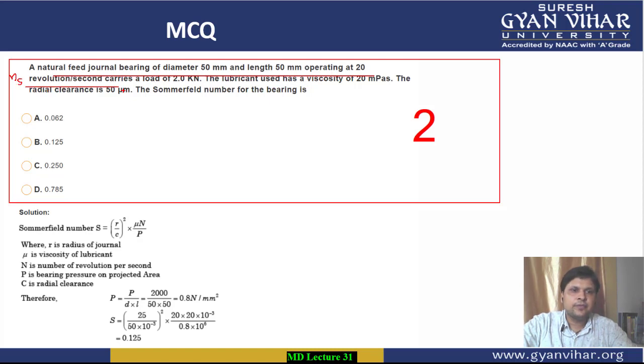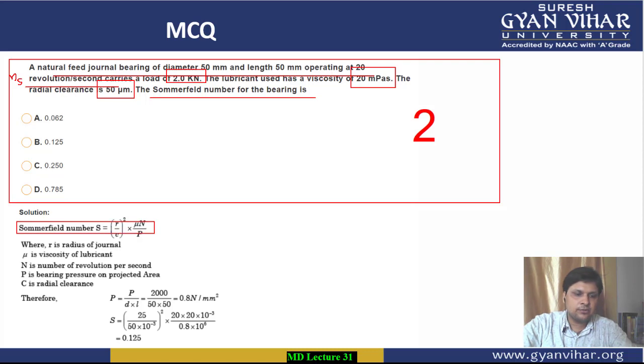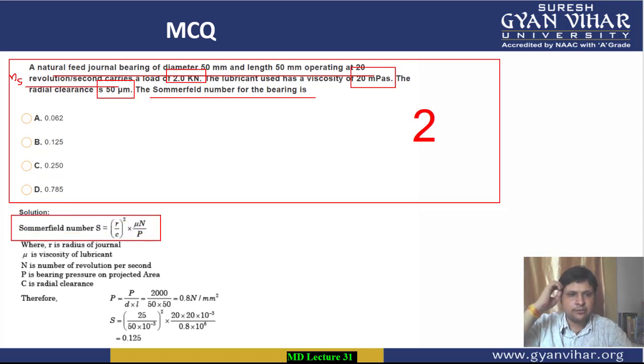The load that is being carried is given to you as 2 kilonewton. The lubricant used has a viscosity of 20 millipascal second. Then the radial clearance is given to you as 50 μm. The Sommerfeld number of the bearing is asked, so we have to calculate the Sommerfeld's number. We know the formula: Sommerfeld's number is given by (R by C) whole square into mu N by P.